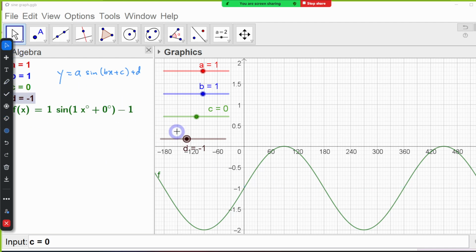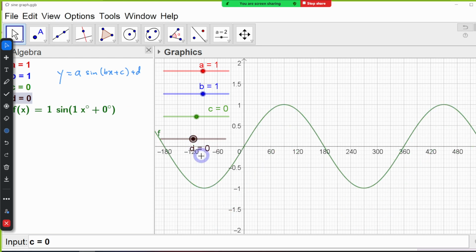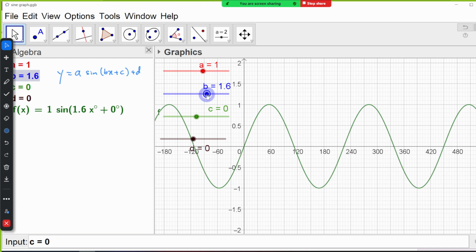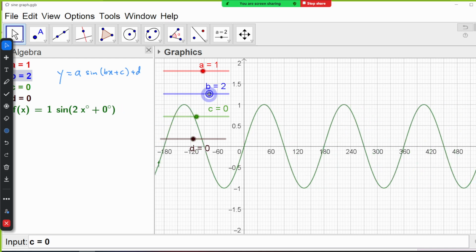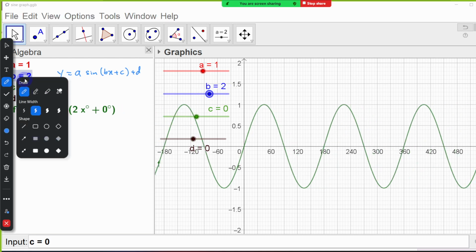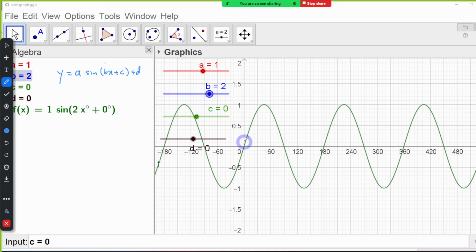Let me change it back to 0. And the last one, this number will actually affect the period of the graph. Now this is the y equal to sine x graph. The period is 360 degrees. So if I change it to 2, now what will happen? So what's the new period over here?